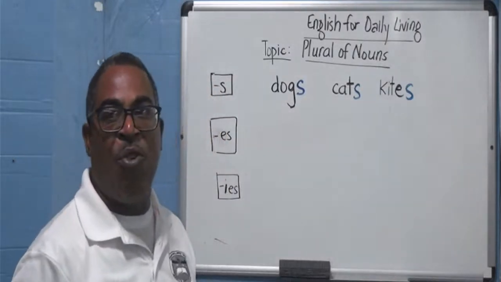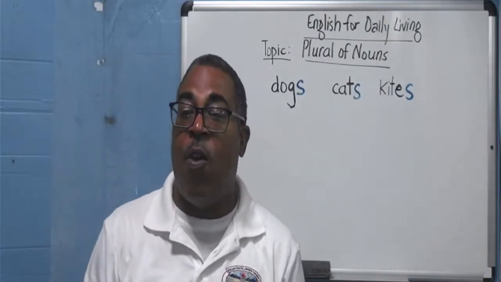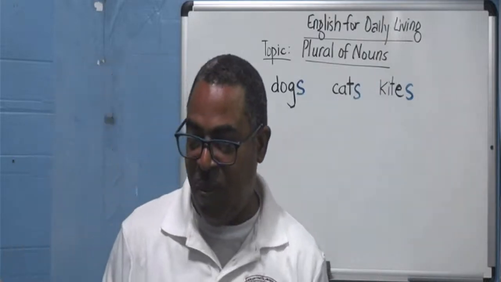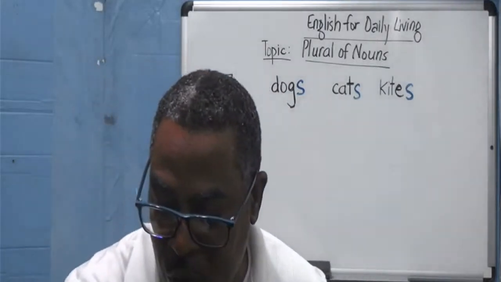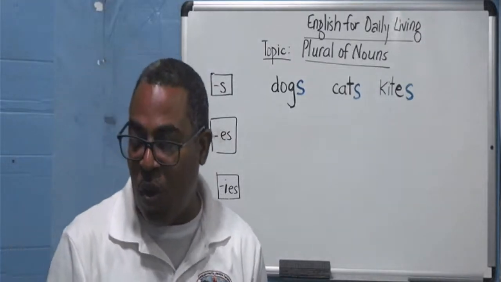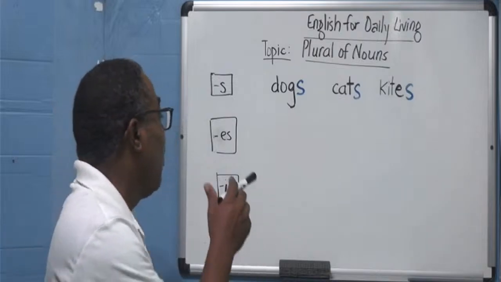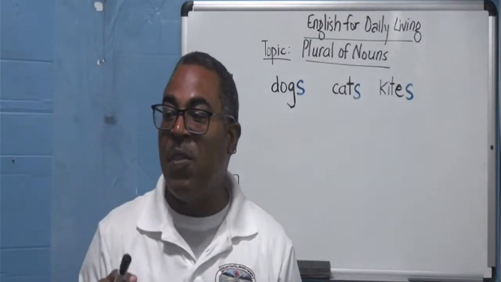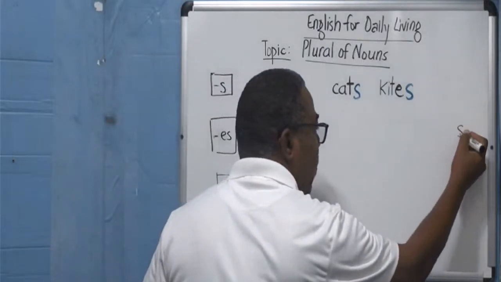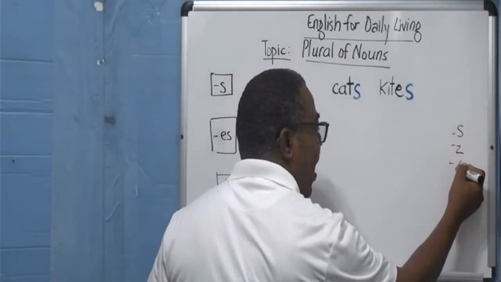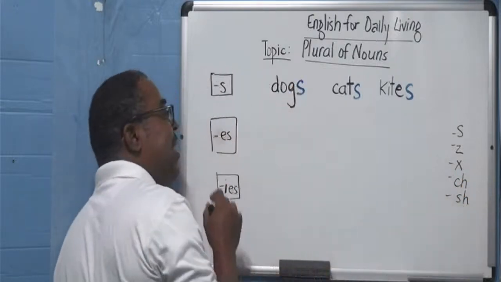Okay, now, in the second scenario, the second case, if the noun ends in S, X, or Z, or CH, or SH, we will have to add ES. Let me say that again. If the noun ends in S or Z or X or CH or SH, we have to add ES to make it plural.